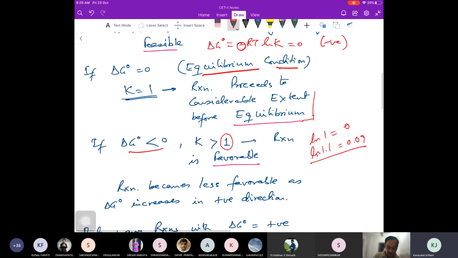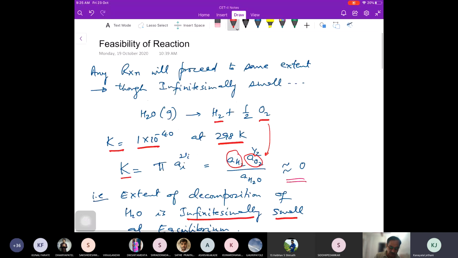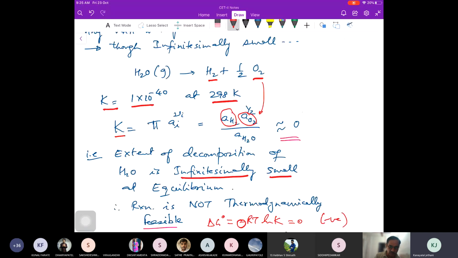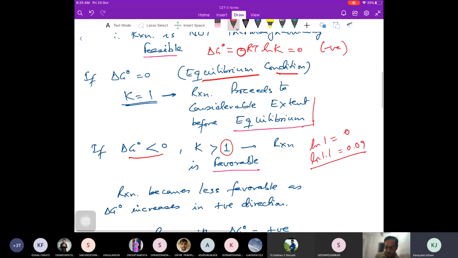So then, the more K increases, the more favorable your reaction becomes. The smaller K is, we saw that K was very small here, that reaction was not feasible because the K value was very small. So the larger the value of K, the higher is the feasibility, or the reaction is more favorable or feasible.